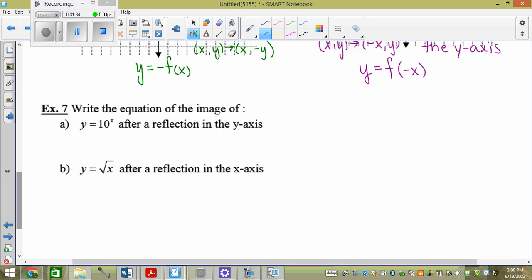This one here says write the equation of the image. So after reflection in the y-axis, if it's a reflection in the y-axis, my mapping would be xy becomes what? Reflection in the y-axis. I'm up here. I'm over here, then I'm over here. I'm over here, then I'm over here. What becomes negative? Yep, x. So my x's are going to be negated in my equation, right? So I go to where my x is and I negate it. So it's y equals 10 to the negative x. That's it.